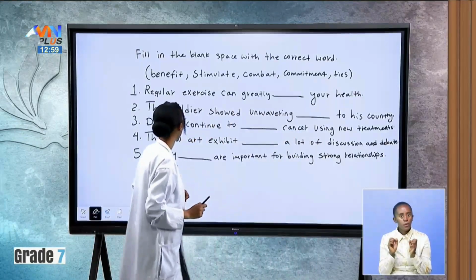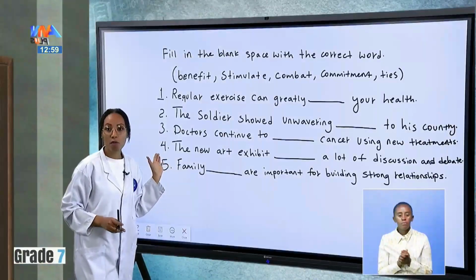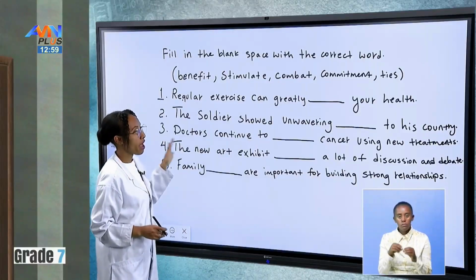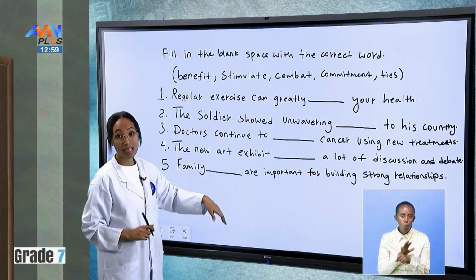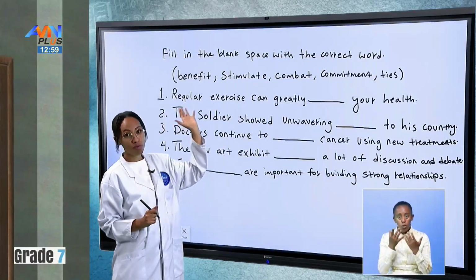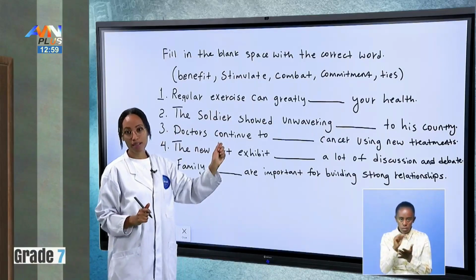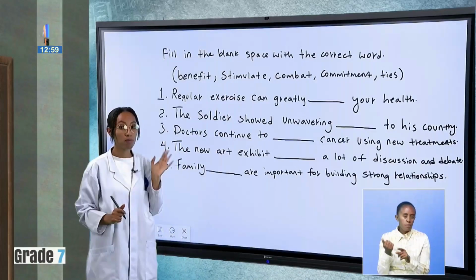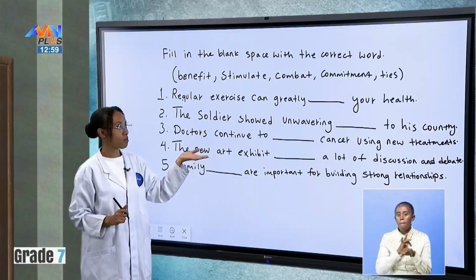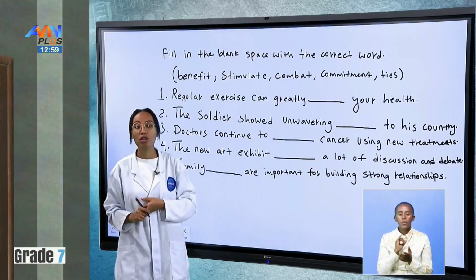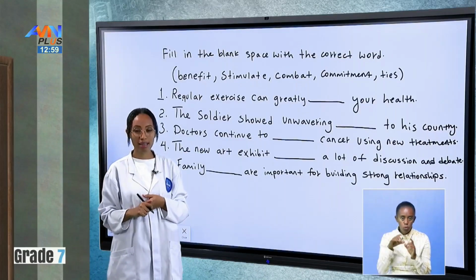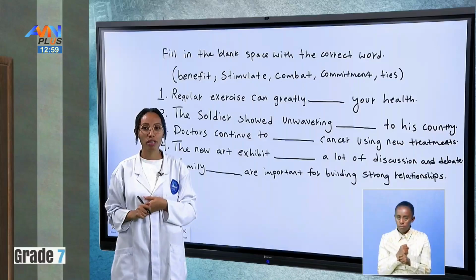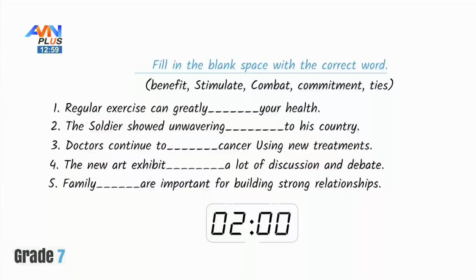Okay, so these are the 5 questions that I have given you, and they all have blank spaces, and I want you to write the appropriate or the best or the correct word in the blank spaces. I want you to put them. I will give you 2 minutes to complete this activity, and then we'll get back and do it together.